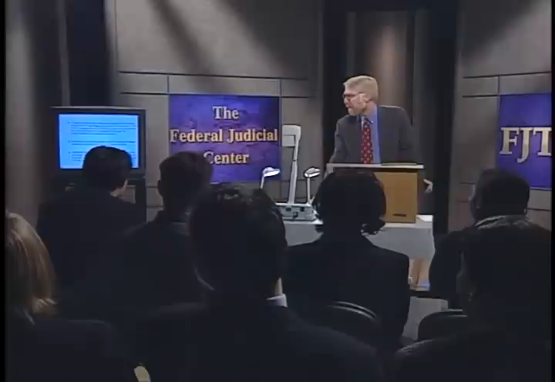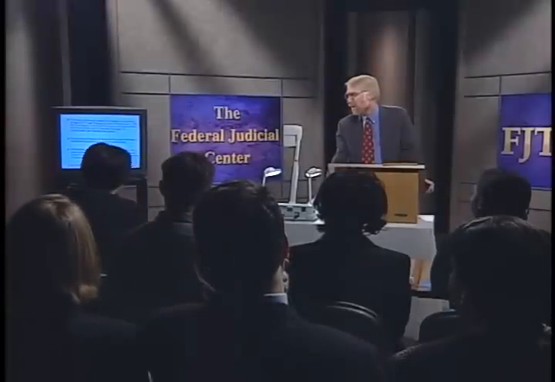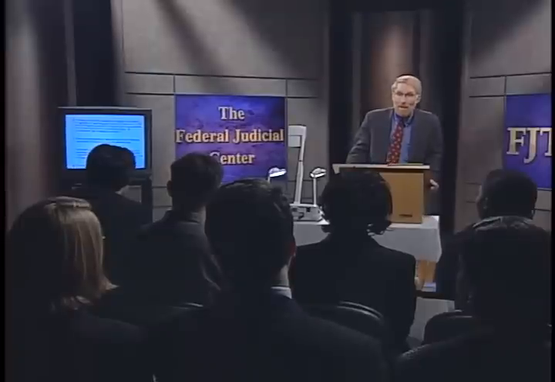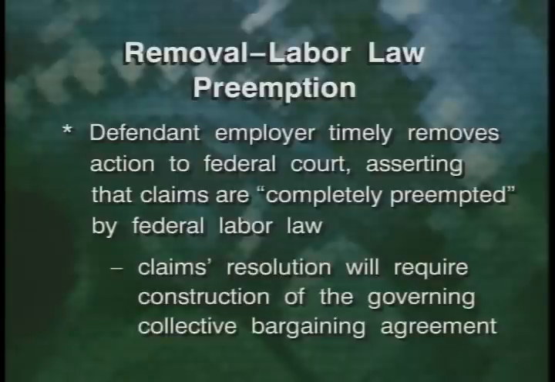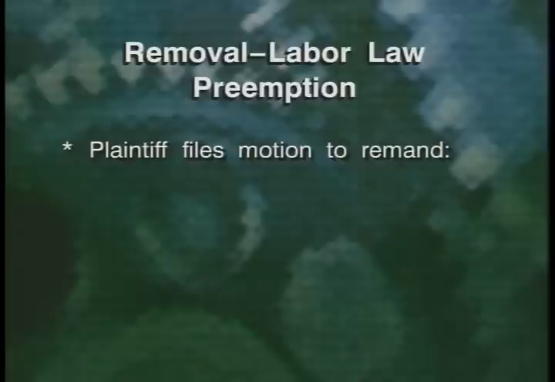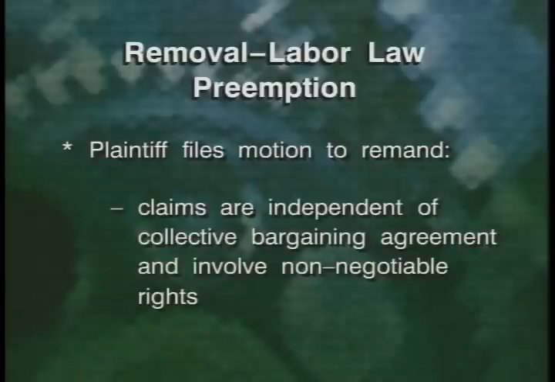Okay, a pretty good slander case, huh? I don't know if it's the best slander case. Now, it looks like we have state law causes of action. Our general rule: they're masters of the complaint. There's no removal. Let's keep going, because remember, I said it's a union employee subject to a collective bargaining agreement that is perhaps subject to 301 of the Labor Management Relations Act. The defendant employer timely removes the action to federal court, asserting that the claims are completely preempted by federal labor law, since the claims' resolution will require construction of the governing collective bargaining agreement. Plaintiff files a motion to remand, asserting that these claims are independent of the bargaining agreement and involve non-negotiable rights.